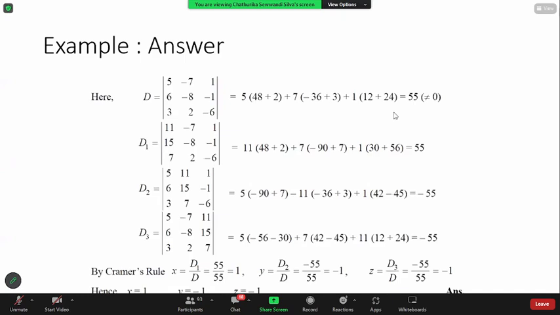Why is it? By any chance, if you find D and it becomes zero, if D becomes zero, can you proceed further to find X, Y, Z? Can you proceed further to find X, Y, Z? Yes or no?